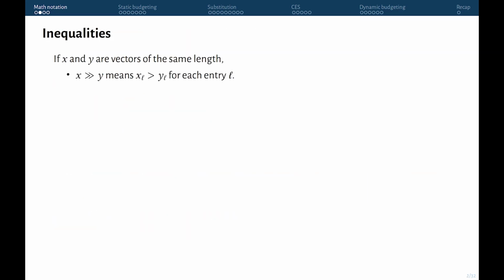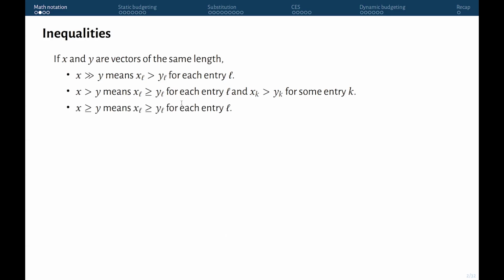Now let's say we have two vectors, x and y, that are the same length. These will always be vectors of real numbers. This greater than sign means that the first vector is greater than the second in every entry, strictly greater. A single greater than sign means that the first vector is strictly greater in some entry and at least as great all around. And the greater than or equal sign just means that it's greater than or equal in every entry.